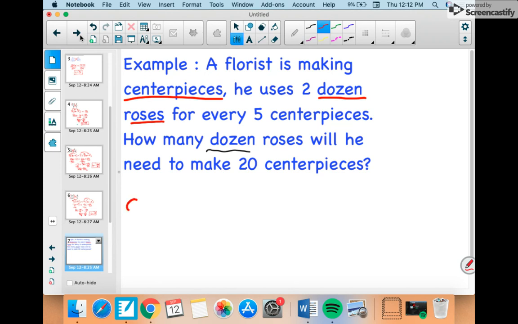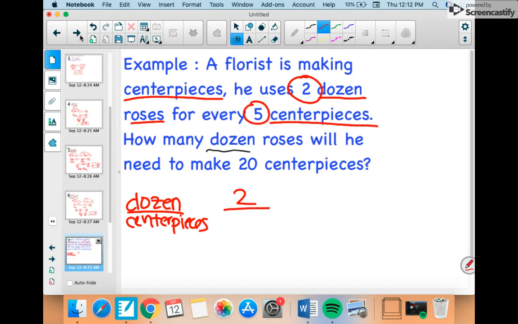I'm going to decide that dozens of roses go on the top and centerpieces go on the bottom. That way, when I set up my ratios, I'm making sure I'm putting things in the correct places to make them actually equal. The first thing it says is 2 dozen roses, so the 2 is going to go on top, for every 5 centerpieces. So centerpieces goes on the bottom. That's my first fraction.